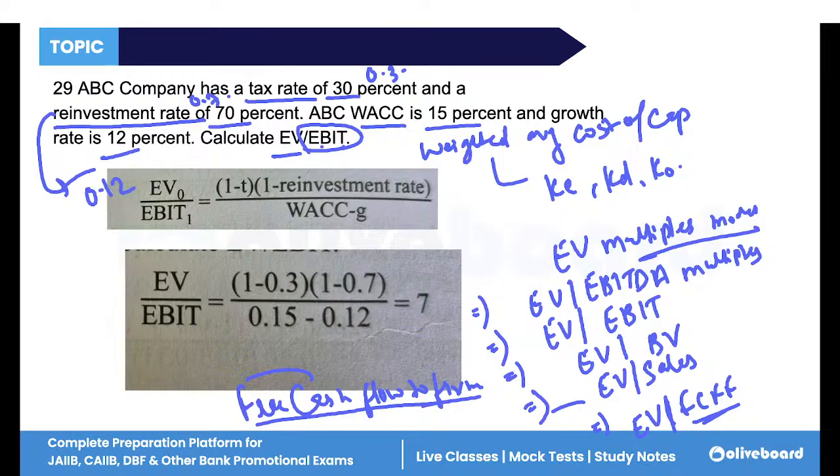Now, how to calculate EV upon EBIT? This is the formula: 1 minus tax rate, into 1 minus reinvestment rate, upon WACC minus growth rate. Simply, all the values are given. You have to put all the values in this formula. So 1 minus 0.3, into 1 minus 0.7, upon 0.15 minus 0.12. If you calculate, you will get 7. Done.